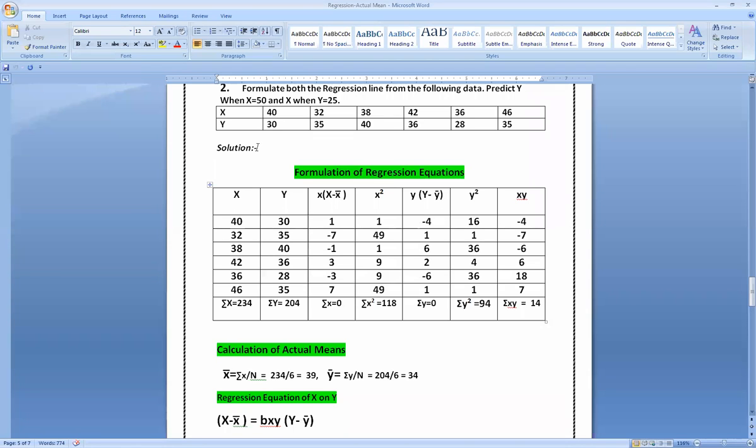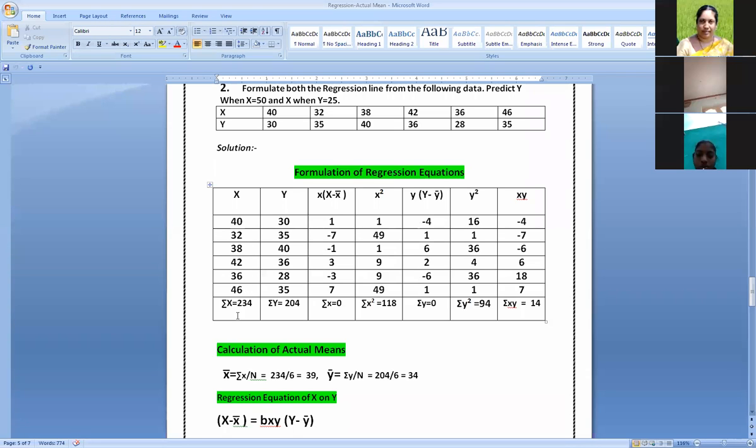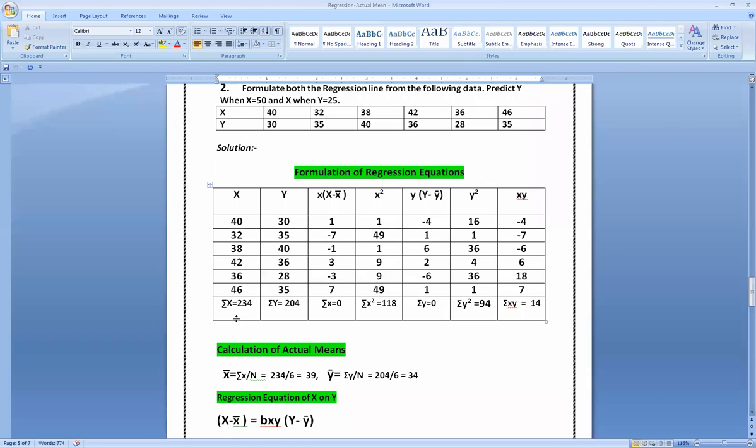Then substitute the values given in the question for x and y, that is 40, 32, 38, 42, 36, 46. Total all the values, because we are going to calculate with the help of the actual mean method, so x mean needs to be calculated here. So total sigma x is nothing but 234. Let us go for calculating the y values. Substitute the values 30, 35, 40, 36, 28, 35. So sigma y value is 204.